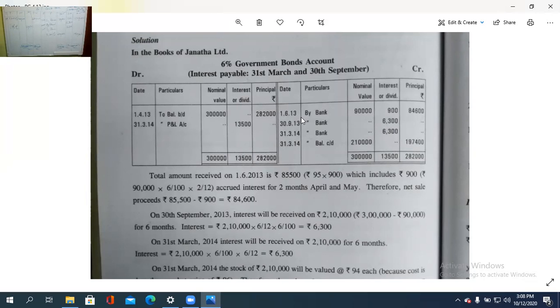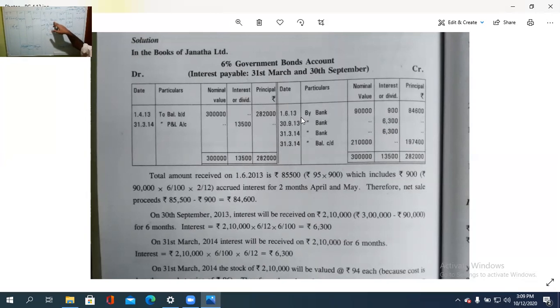So once again I will explain to you. 3 lakh is the total value of the share, debenture or bond purchased. Out of the 3 lakh, 94 is the purchase price, while face value is 100. So 3000 into 100, 3 lakh; 3000 into 94, 2,82,000.